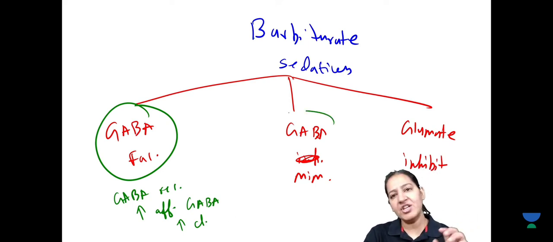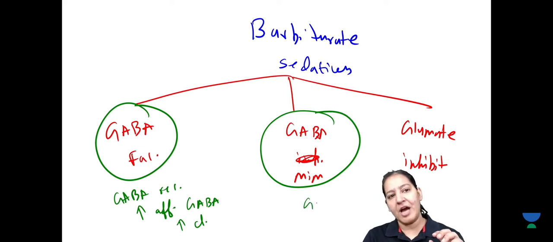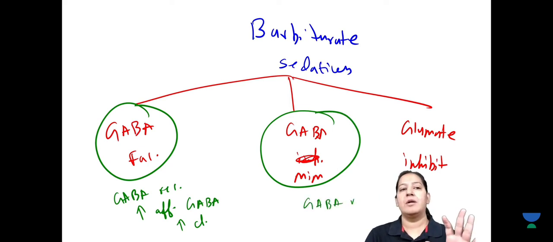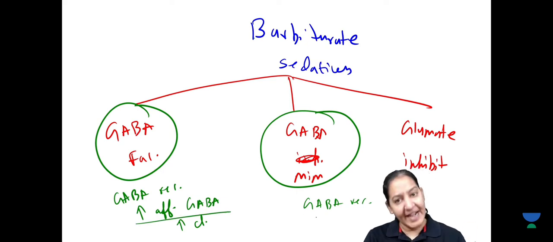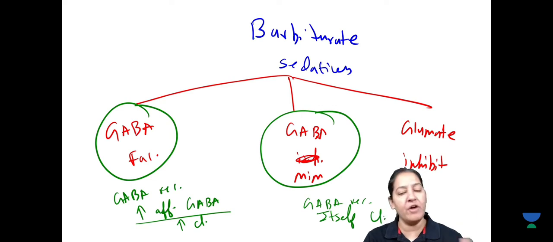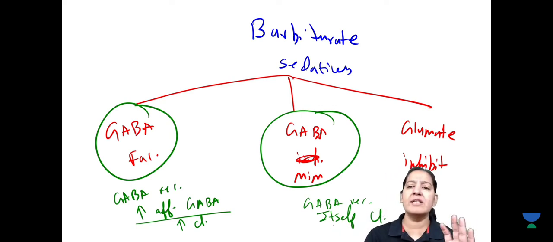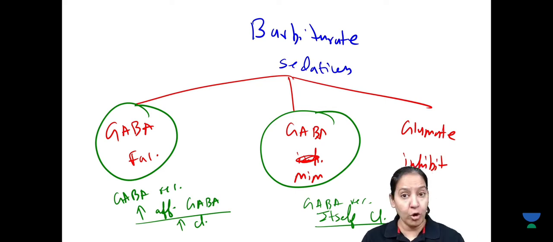The second action is GABA mimicking action, in which the barbiturate again goes to the GABA receptor. But after going to the GABA receptor, it is not increasing the affinity of natural GABA. It itself is opening the chloride channel. Instead of asking GABA for help, it says, move aside, I will open it. So it is itself opening the chloride channel for more time. More chloride, more hyperpolarization, more inhibition.